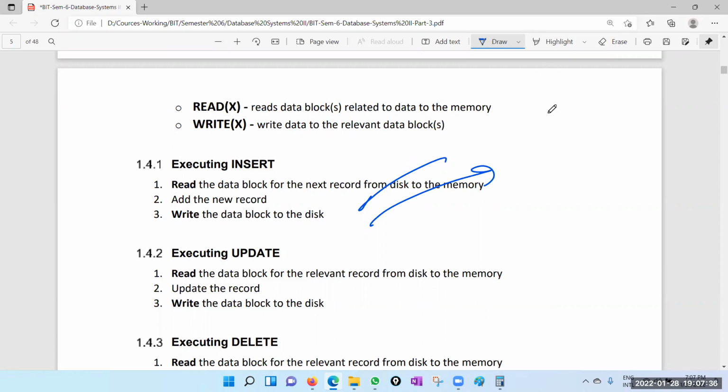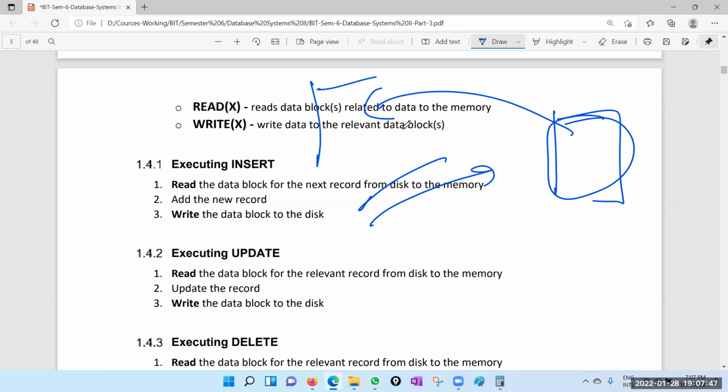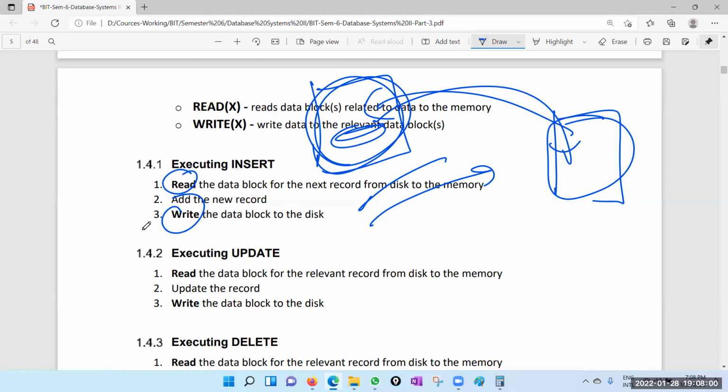For example, take the insert operation. Now you have to look at the disk level. You have to get the disk block to memory where you are supposed to insert the new record, write that record to that disk block or memory page, and write it back to the disk. So it's a read and write operation. Update is also like that. You take the block where your record is, do the update, and write the block back. You can't just read a record.